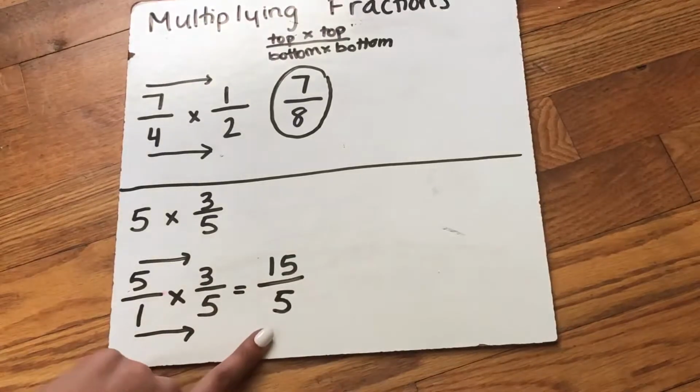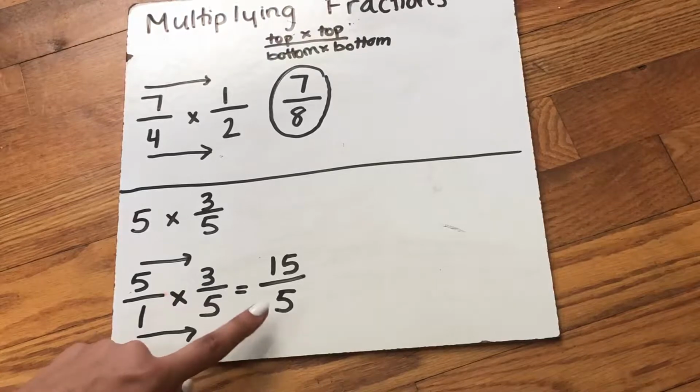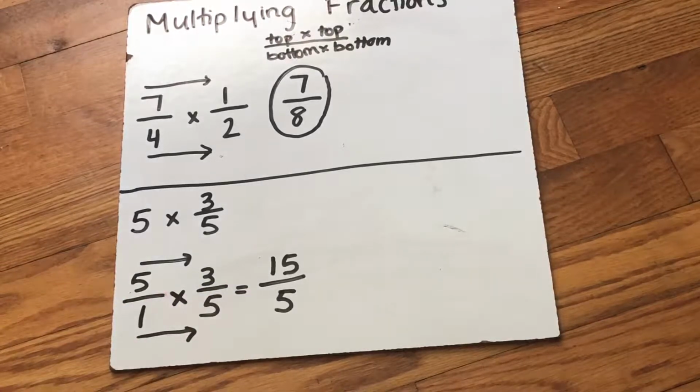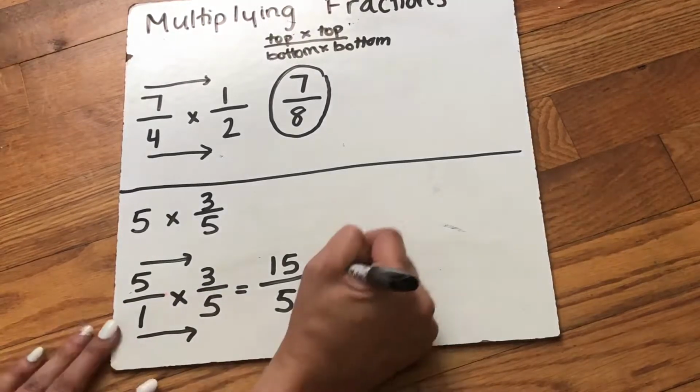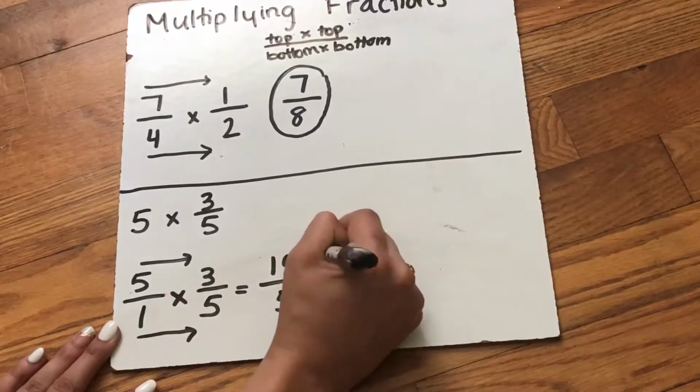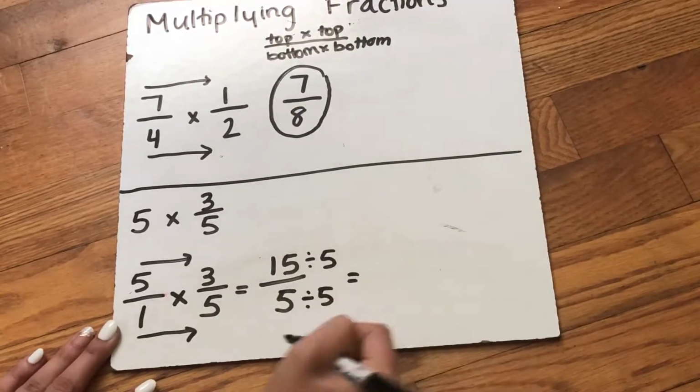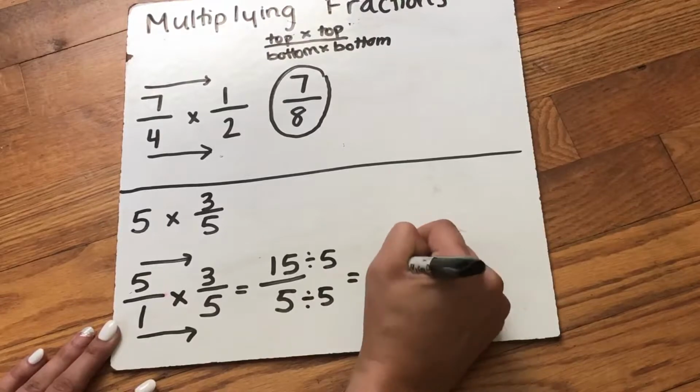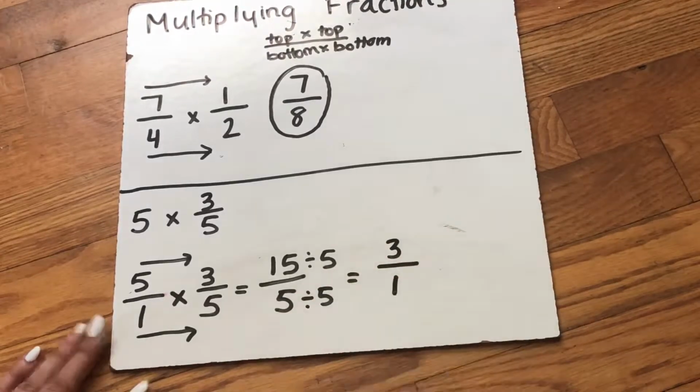And when I look at this answer, I can see that they have something in common. I know that 15 is part of the 5's family. I can divide both of those by 5. So I'm going to divide the top and the bottom by 5. 15 divided by 5 is 3. 5 divided by 5 is 1.